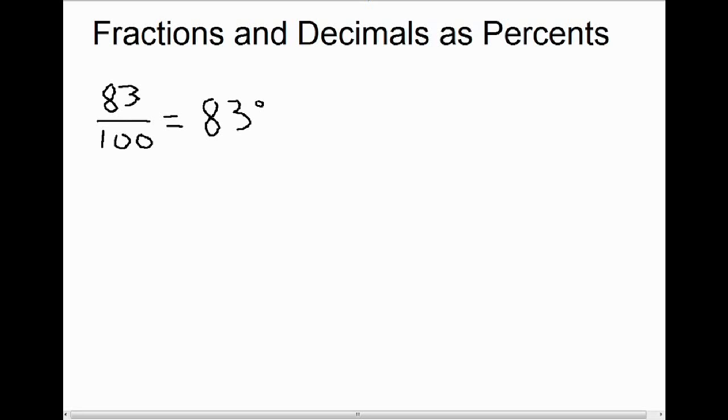So if we have a fraction that's out of 100, it's pretty straightforward. Our numerator is the percent, because the word percent literally means out of 100. So if our denominator is 100, it's our numerator out of 100. So it's our numerator as a percent.